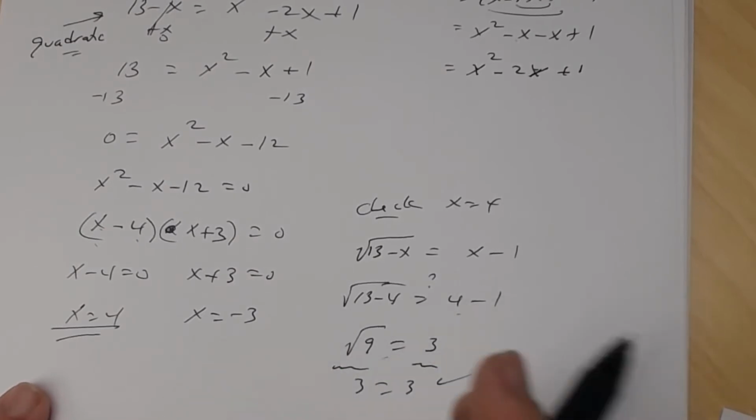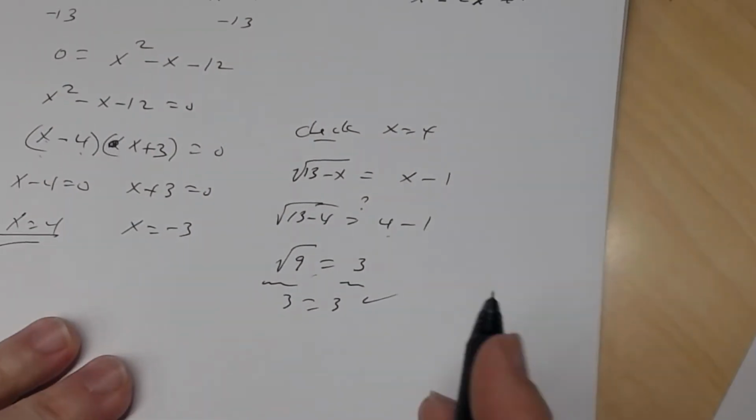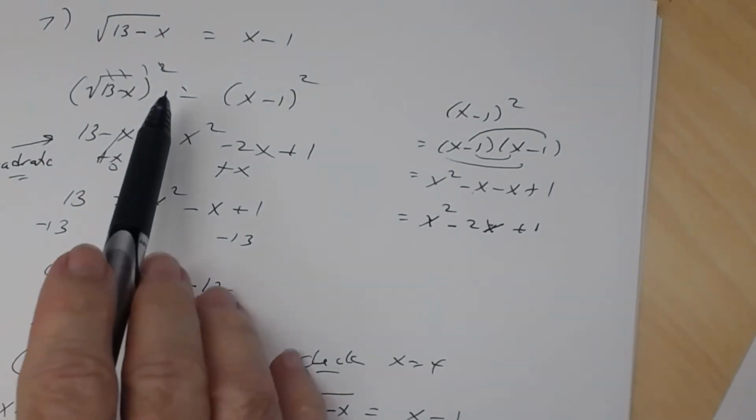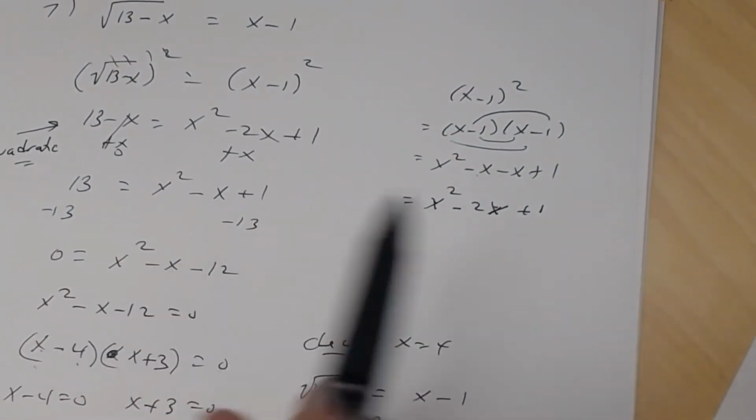Now let's check x equal negative 3. All right, and so it's a little bit more work. It's a little bit more work when you go from a radical to a quadratic.